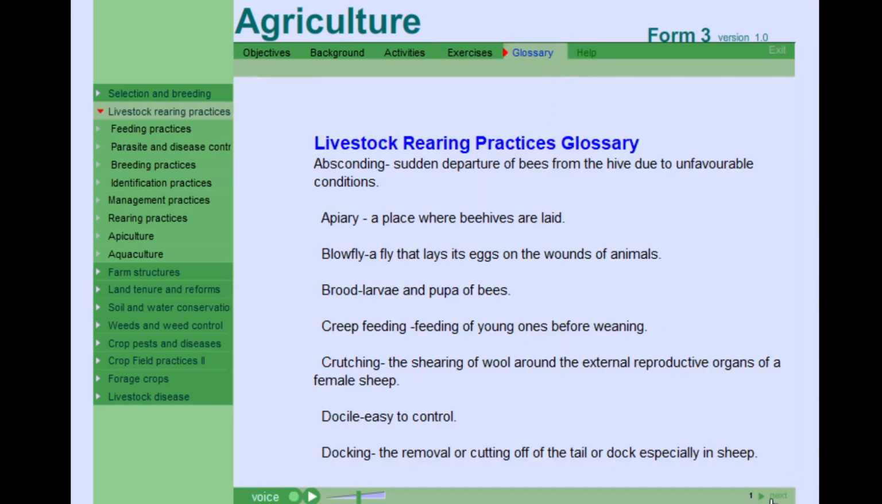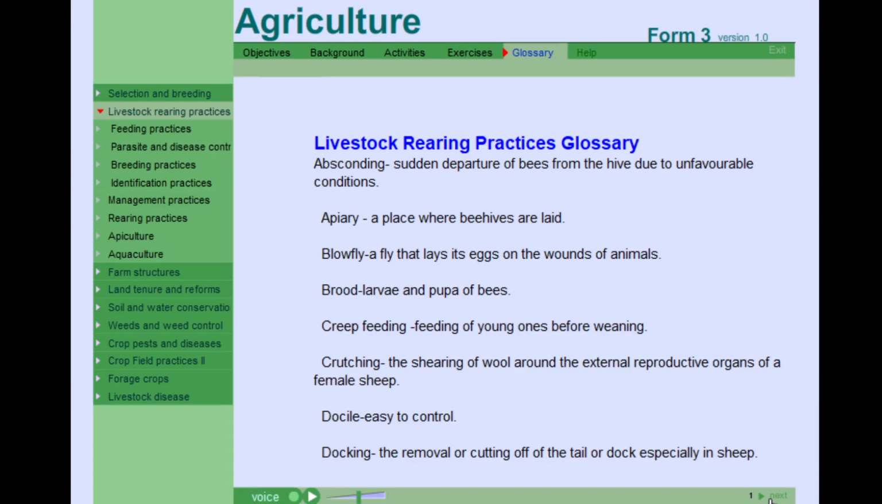Glossary. Absconding. Absconding is a sudden departure of bees from the hive due to unfavorable conditions. Apiary is a place where beehives are laid. Blowfly is a fly that lays its eggs on the wounds of animal. Brood is larva and pupa of bees. Creep feeding is feeding of young ones before weaning.